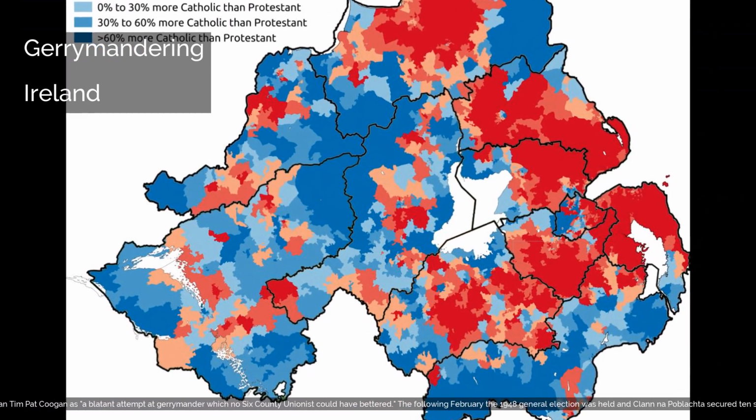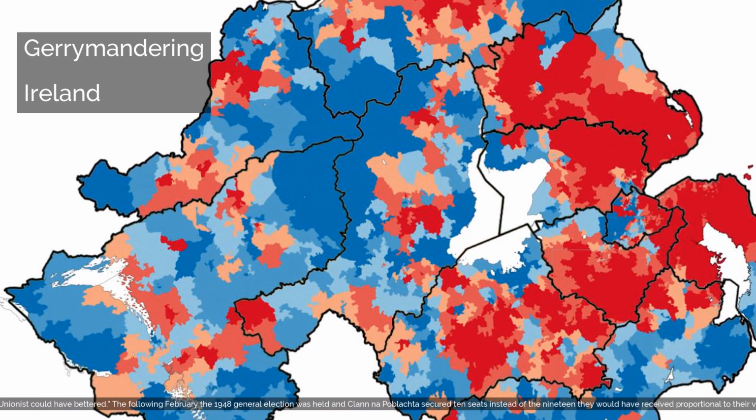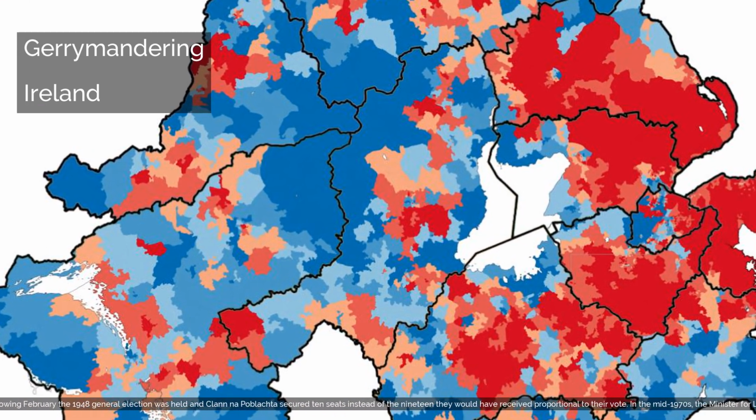The following February, the 1948 general election was held and Clann na Poblachta secured 10 seats instead of the 19 they would have received proportional to their vote.